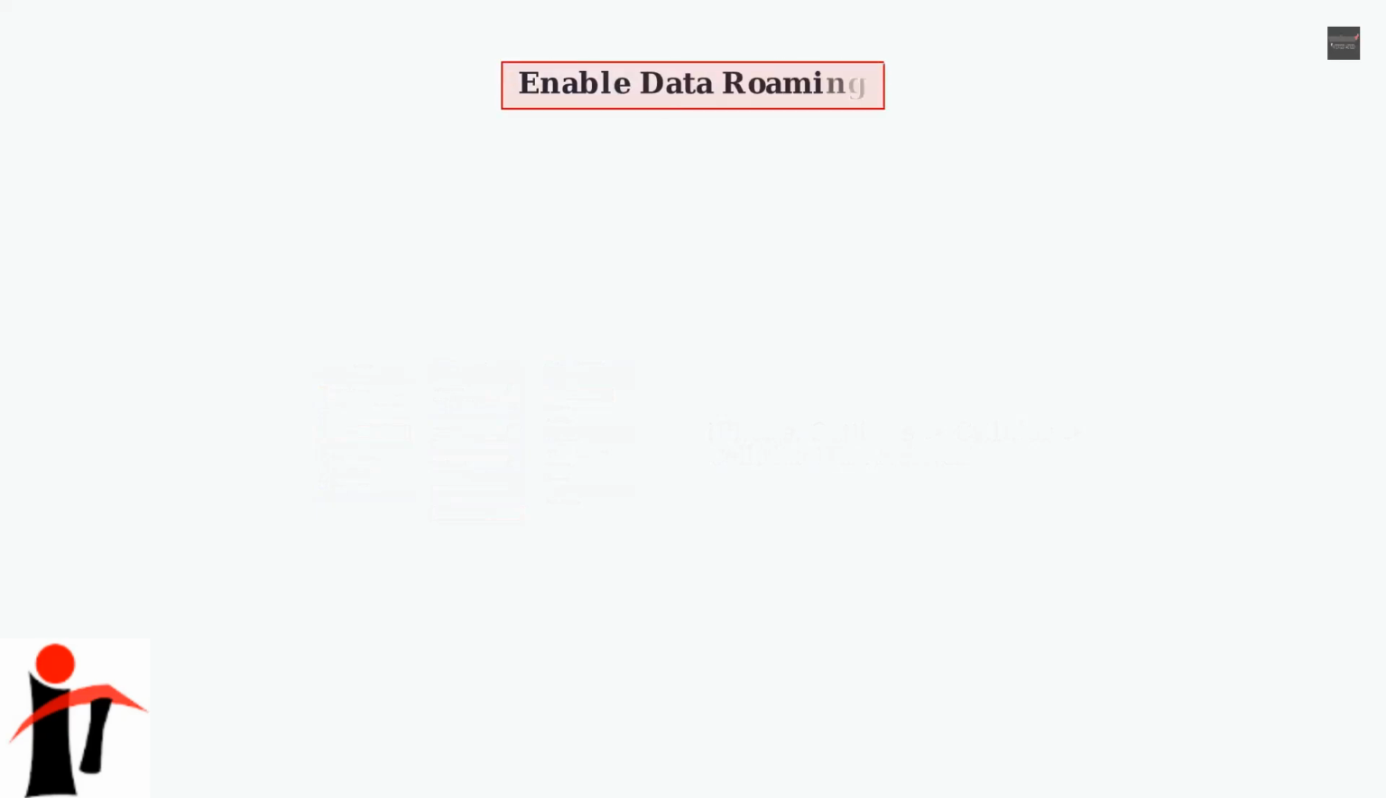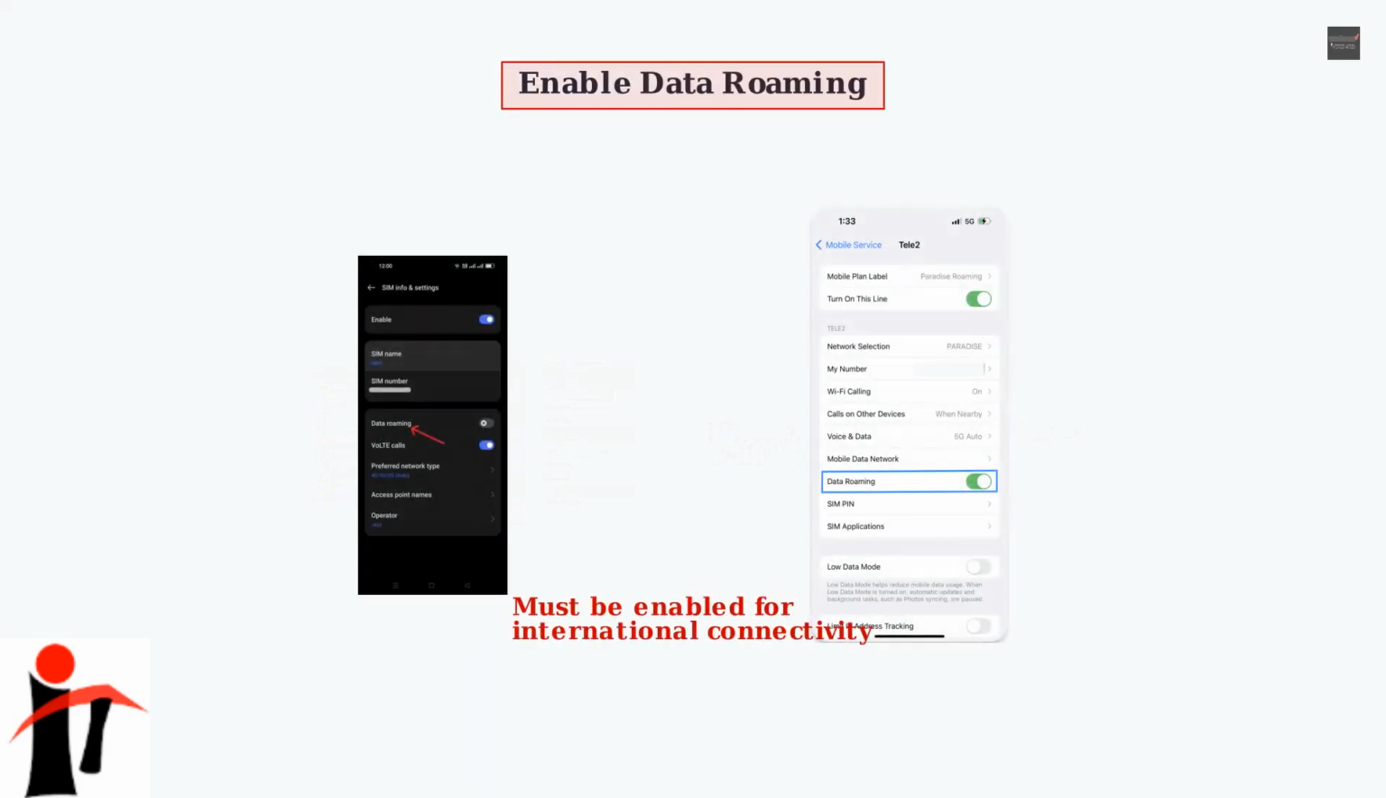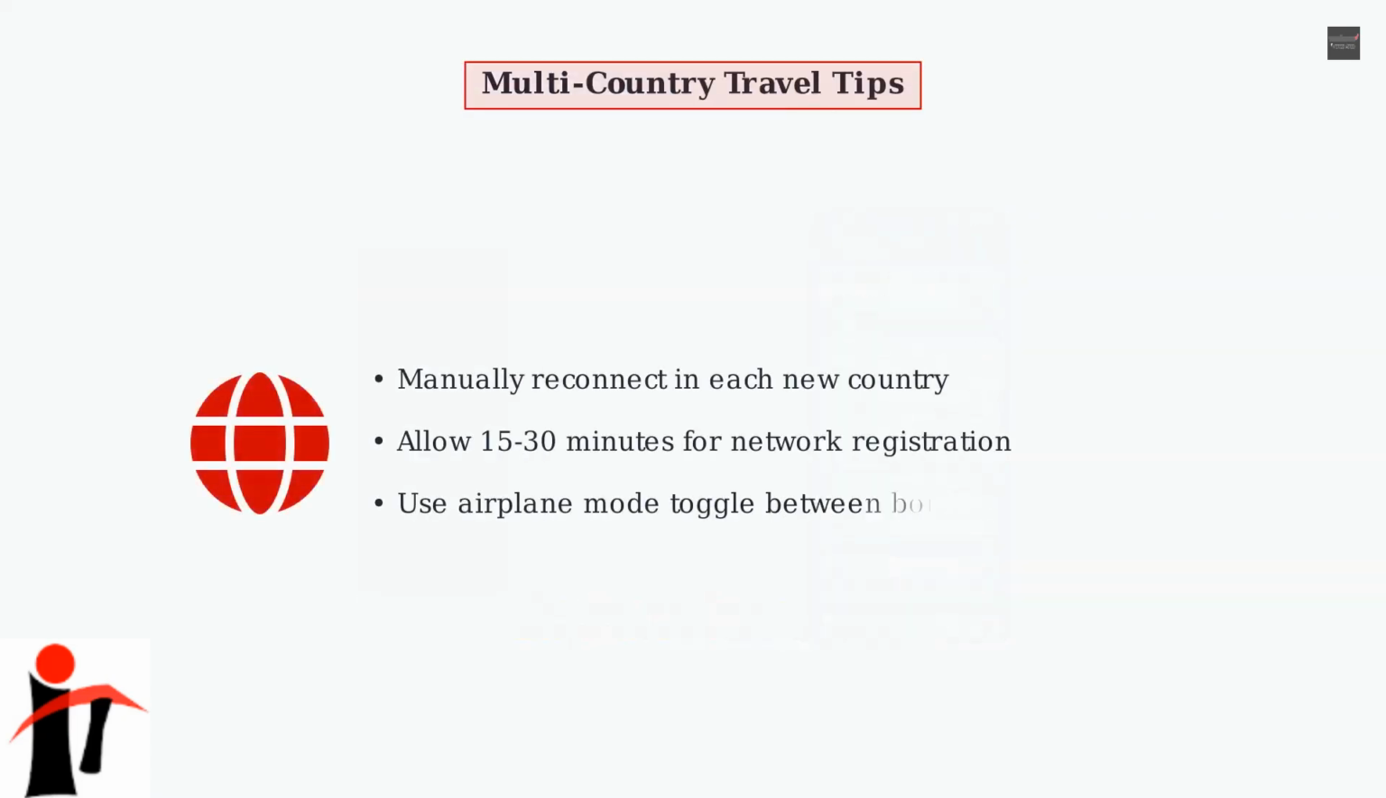Equally important is ensuring data roaming is enabled. This setting allows your device to connect to international networks. Without it enabled, Travel Pass cannot function. For travelers crossing multiple countries, especially in regions like Europe where you might cross several borders in a single day, Travel Pass can face unique challenges with rapid network switching.